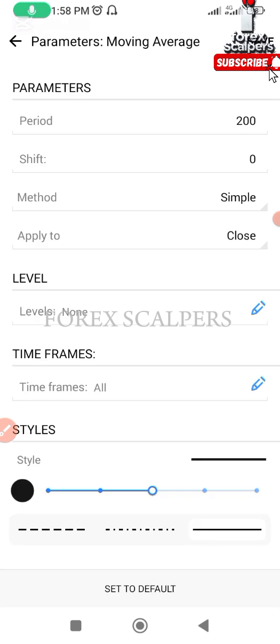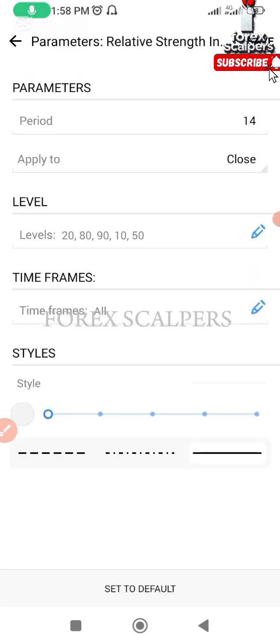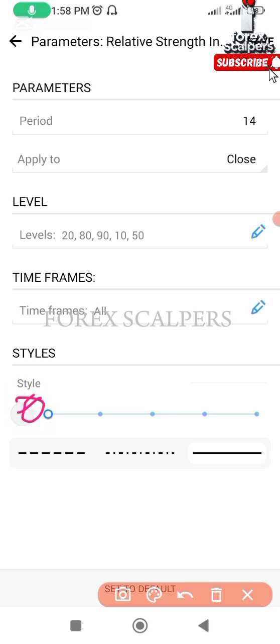Here is the setting. Period is 200, shift is 0, method is simple, you apply to close. As you can see, we have a Bollinger Band, the period is 20, the deviation is 2.0, the shift is 0, you apply to close. We have our relative strength index, the period is 14. Here, we don't want the line of the moving average of the RSI to show, so you can change this to the color of your background.